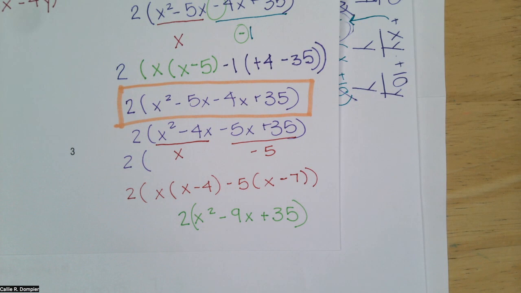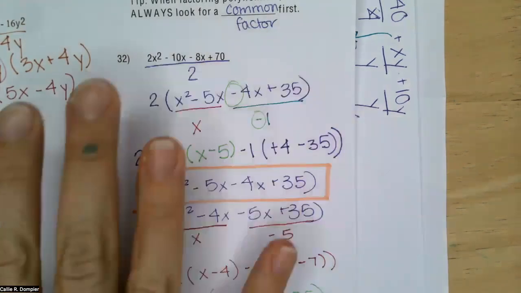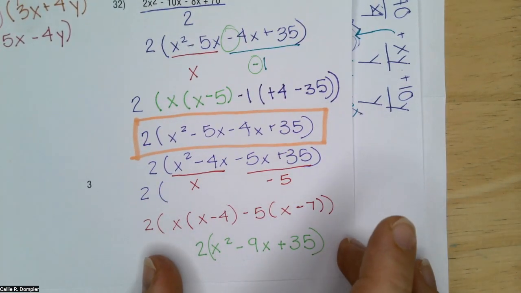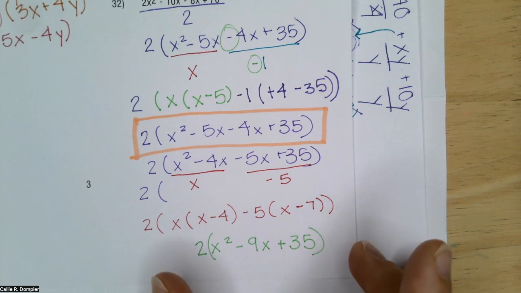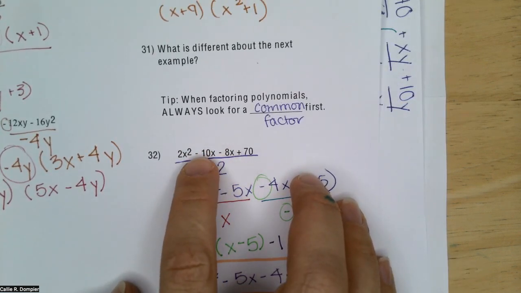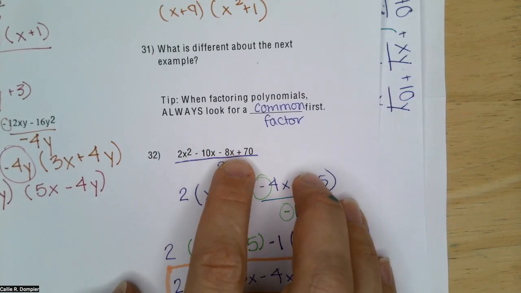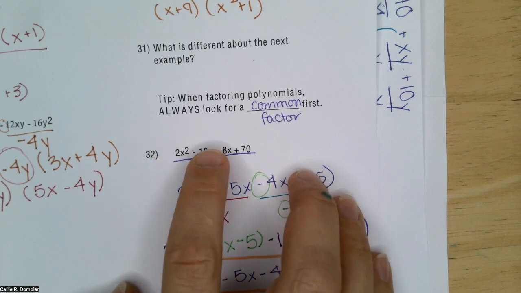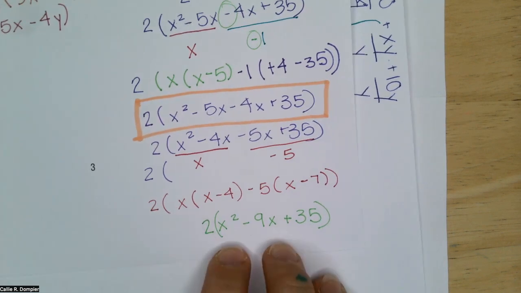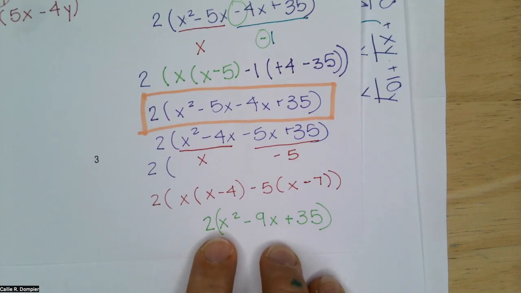And I hope that makes you feel confident about your math skills to see what a mess I made of number 32, trying to find the right answer. Eventually got to a more simplified form, but yeah, all we could do to this was combine the like terms of negative 10x and negative 8x, and then divide all three terms by 2. We end up with 2 times the quantity x squared minus 9x plus 35.